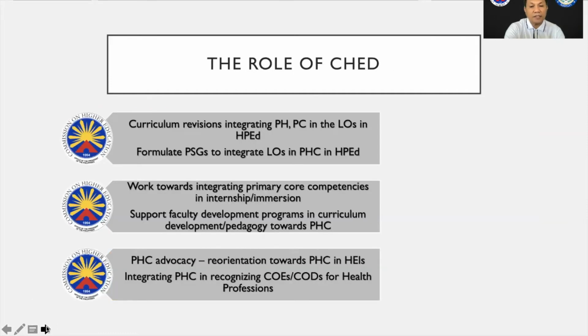As the regulating agency for higher education, the Commission is poised to do the following in response to the implementation of the UHC Law. First, curriculum revisions integrating public health and primary care in the learning outcomes in health professions education. Design and formulate revised PSGs to integrate learning outcomes in primary healthcare in health professions education. Work towards integrating primary care competencies in internship, immersion, and clerkship.